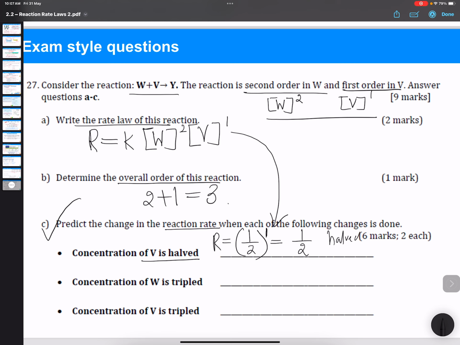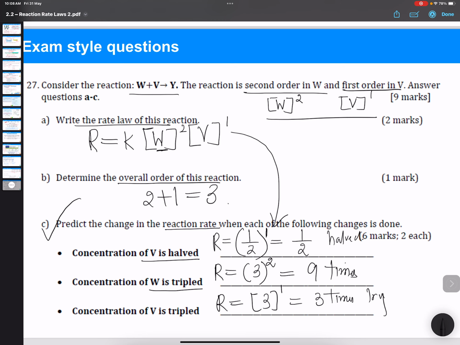Now your question will be, why didn't I change W? I ignored W because they did not talk about W, right? So next question, when W is tripled. W is tripled, so 3, and it's raised power 2. Ignore the V, so 3 squared, it will become 9 times. When V is tripled, so rate is equal to W, ignore, V is tripled, raised power 1. So this will be 3 times, or you can write it as tripled.